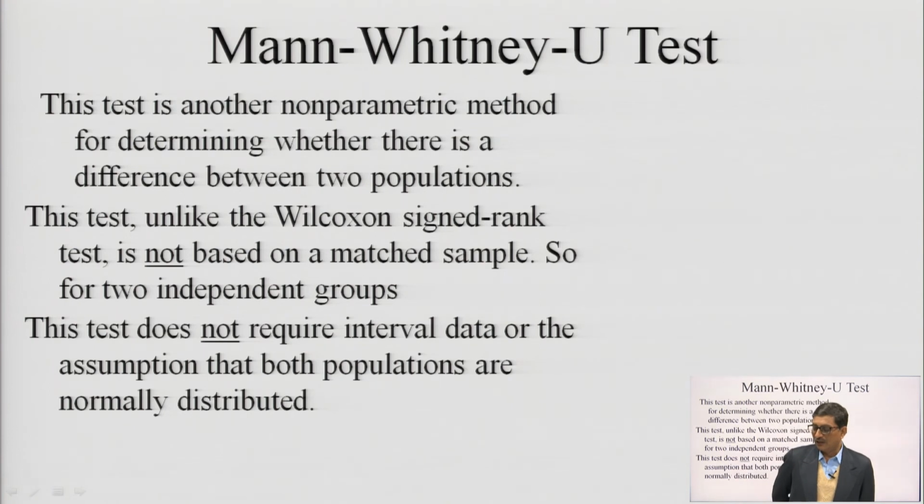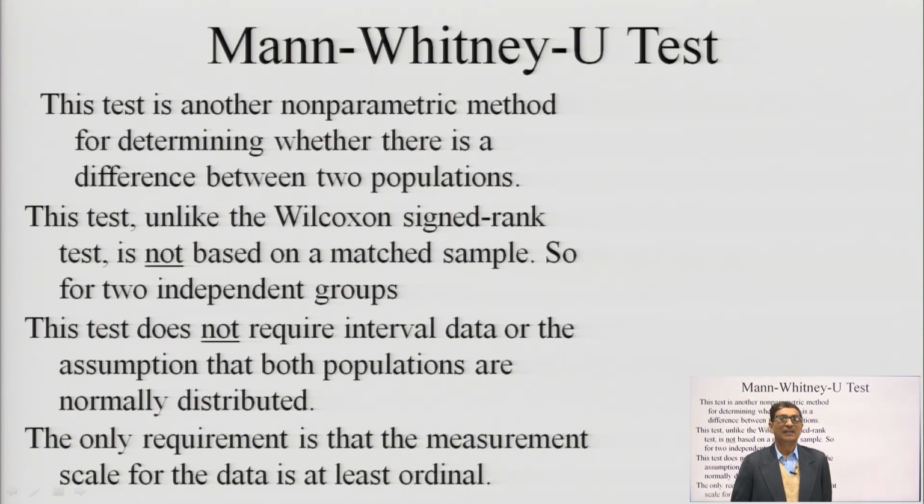This test does not require interval data or the assumption that both populations are normally distributed, as it is a non-parametric test. So, it does not require normality of the population of the data. The only requirement is that the measurement scale for the data is at least ordinal. We remember, the only requirement is that the measurement scale is at least ordinal data.